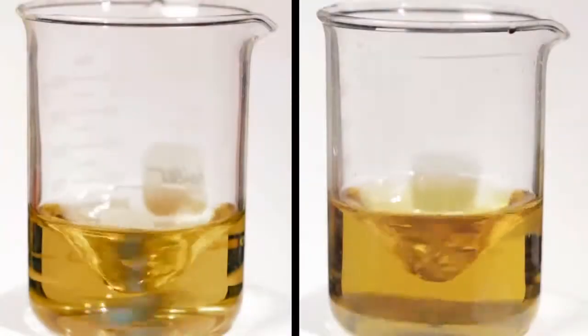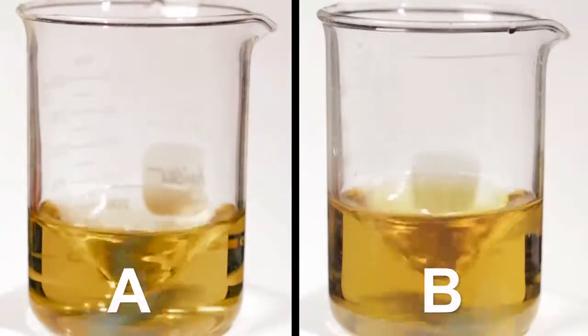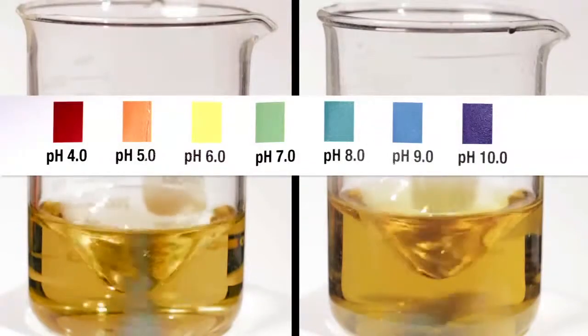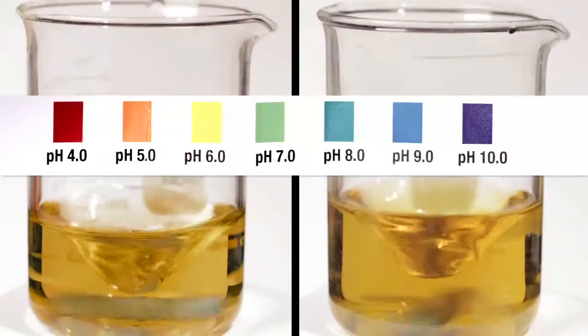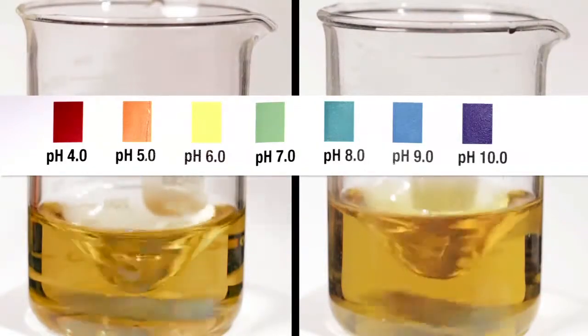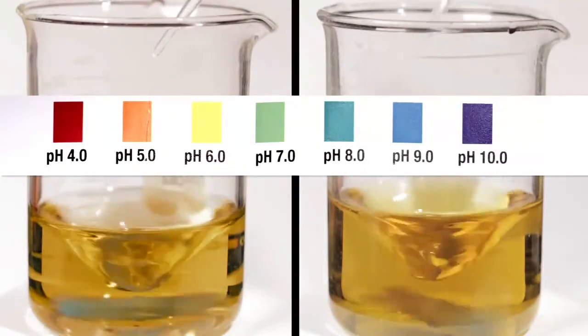Here are two solutions, A and B, to which I've added universal indicator. Here's the color key. As you can see, both of these solutions are around pH 6, or very slightly acidic. Now, I'm going to add concentrated sodium hydroxide, which is a strong base, to each solution.